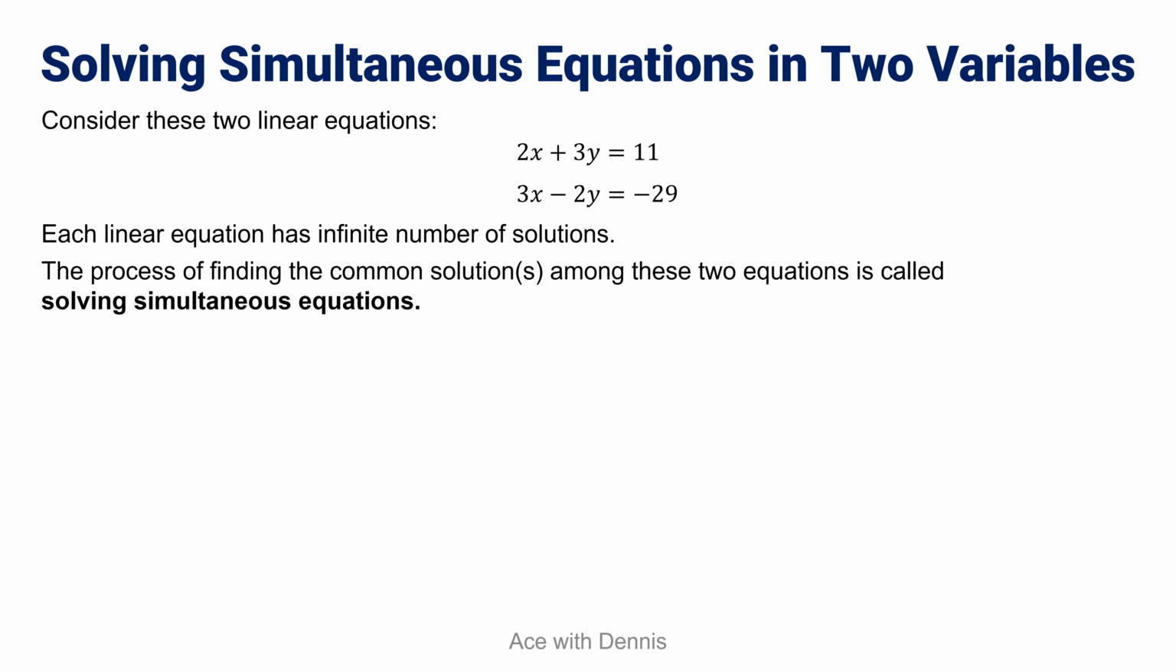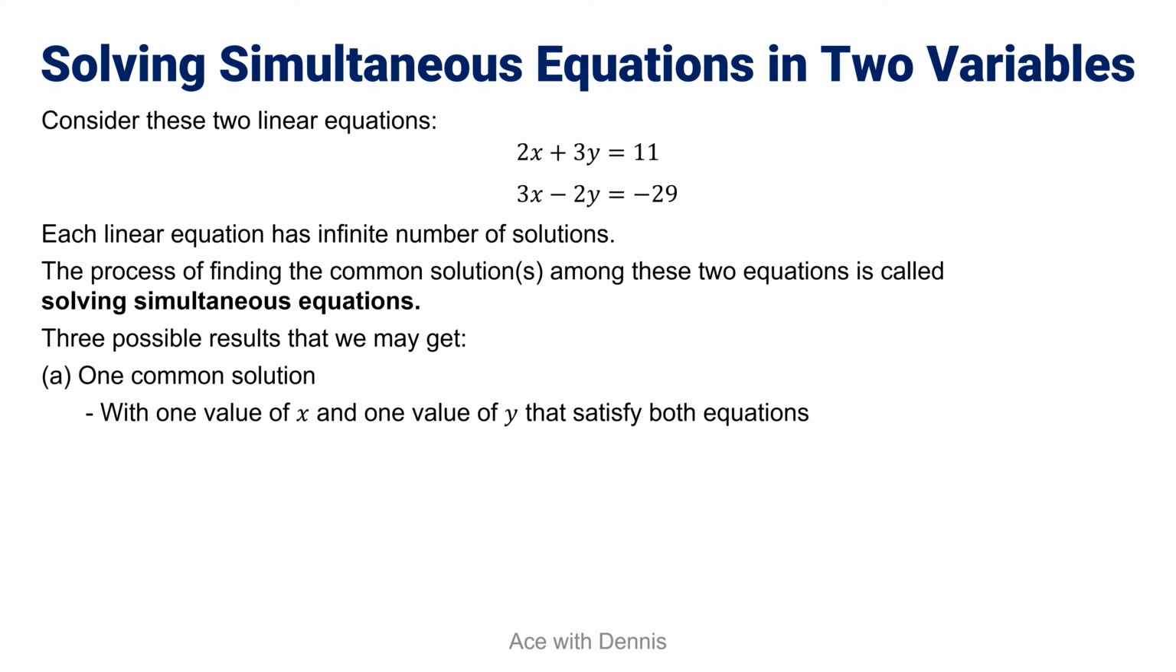So when we solve the two equations, there are three possible results that we might get. The first possible result is that we get one common solution, which means one value of x and one value of y that satisfy both equations. And if we plot the graph of these two linear equations, both linear graphs intersect at one point.